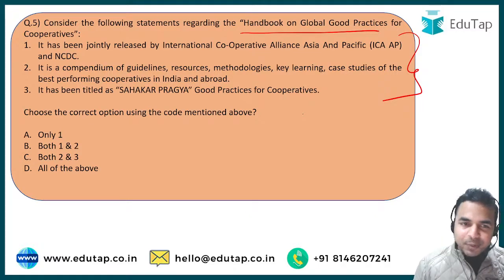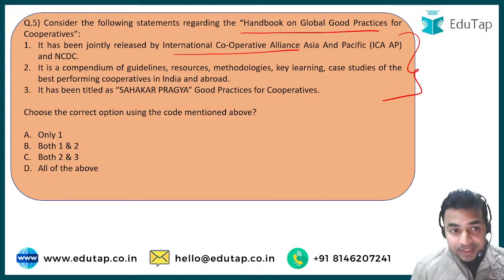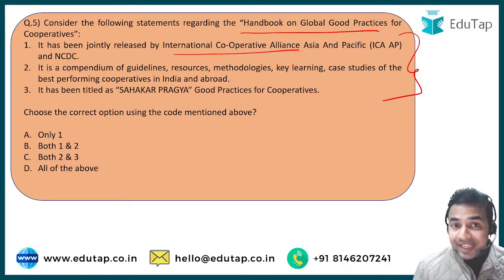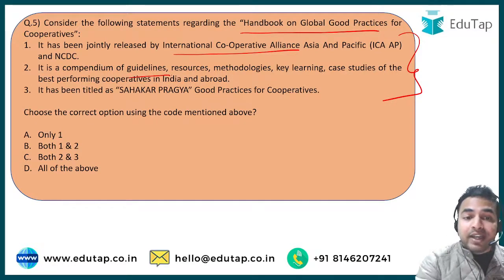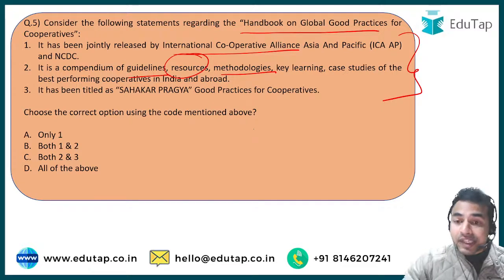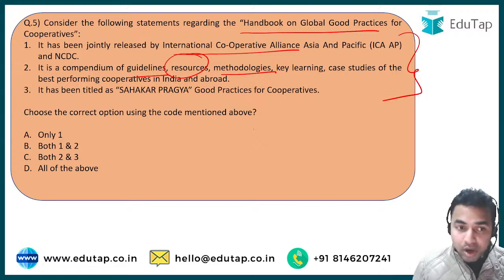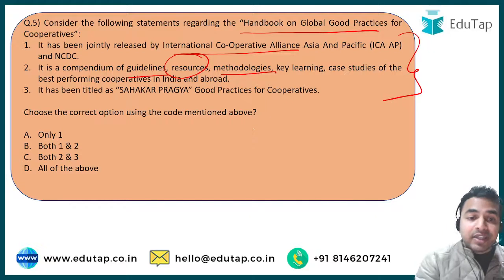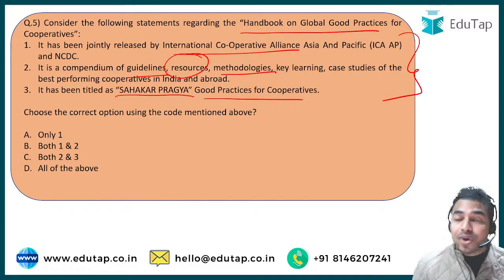The very first statement is about the first dimension that we always tell you, which is the releasing body. It was jointly released by the International Cooperative Alliance Asia and Pacific and NCDC. The second statement says what exactly this handbook is: a compendium of guidelines, resources, methodologies, and key learnings of the best performing cooperatives in India as well as abroad. And the third point is about the title, that is the Sahakar Pragya Good Practices for Cooperatives.